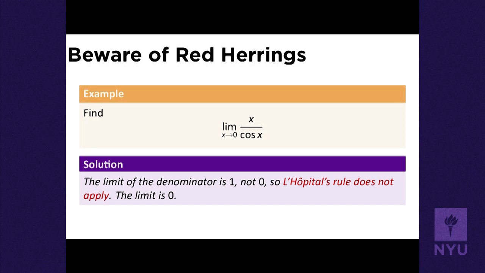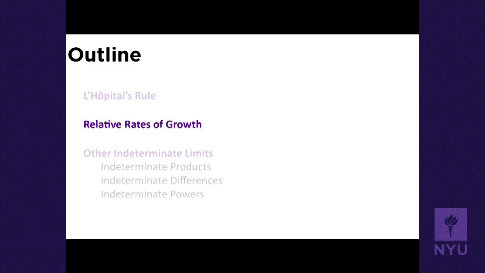Okay. So next I want to talk about relative rates of growth. And what this means is comparing how fast functions grow. There are different ways that certain things can grow, and certain functions which grow faster than others. Why would you care about these things?